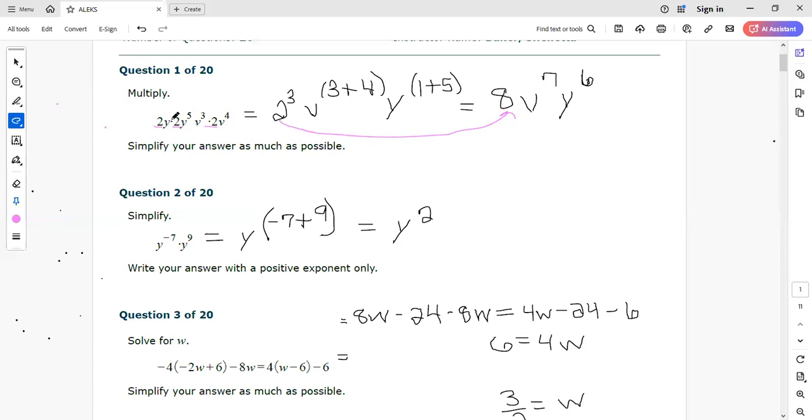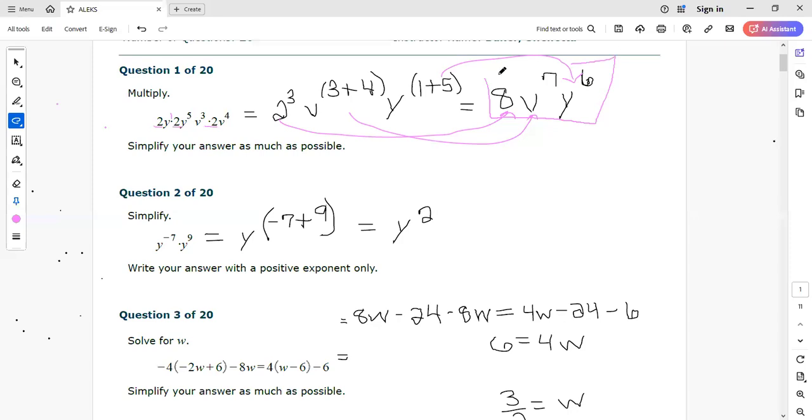Then we combine the like variables. When you see this y by itself, remember that's y to the first power. So we have y to the first, y to the fifth. When you're multiplying those exponential expressions, you add the powers. So 1 plus 5 gives us y to the power of 6. Letter v, we have v cubed and v to the 4th power. So we add together 3 plus 4, and that gives us v to the power of 7.